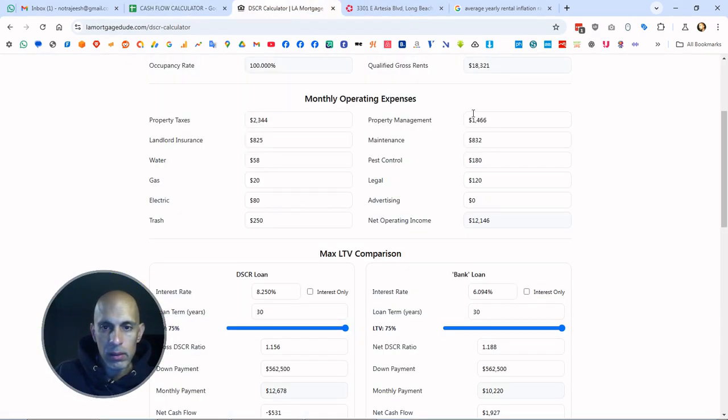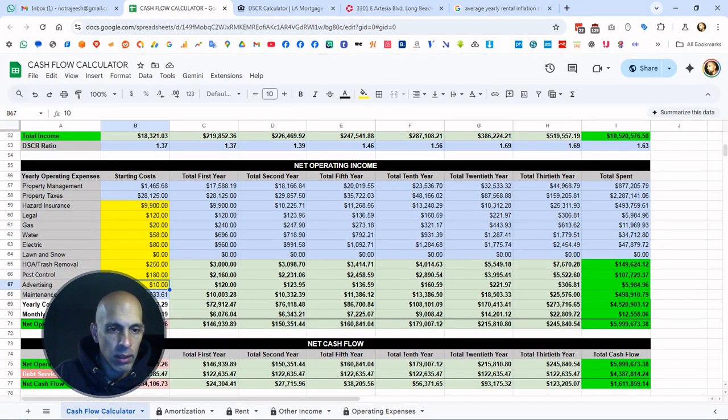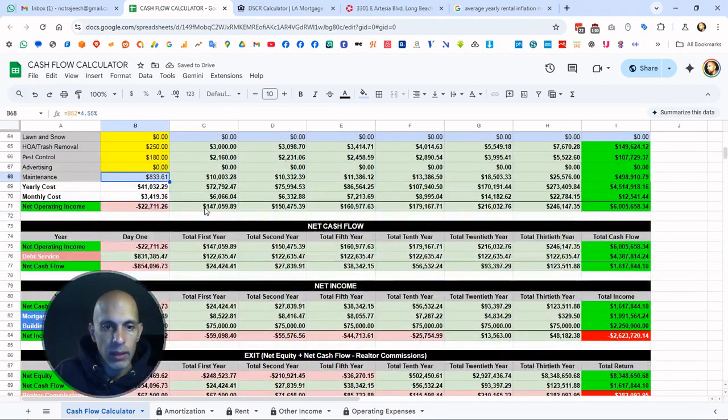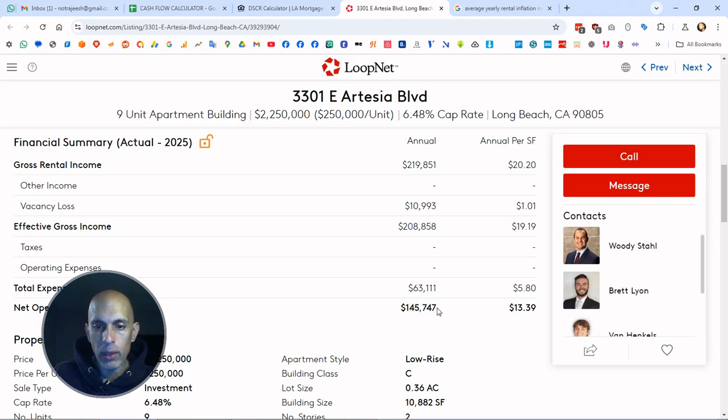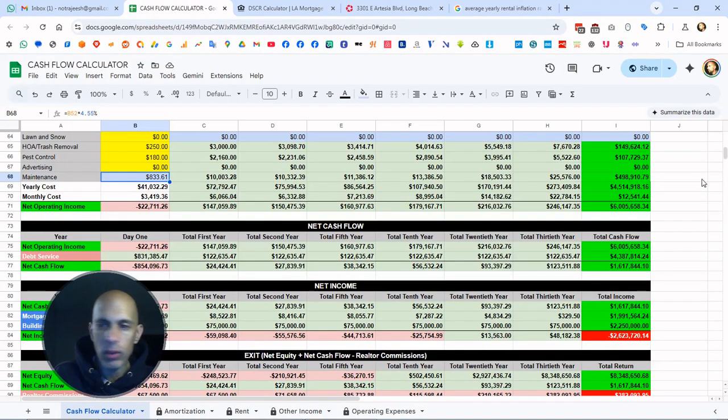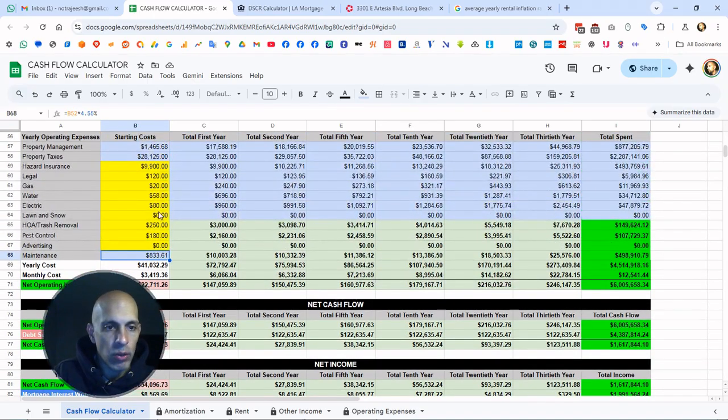Got all this. I believe I have all this. I have 0 for advertising. And so now it's saying 147,059. This is 145,747. So we need to get rid of about $2,000. So I need to add about $2,000 worth of expenses per year.